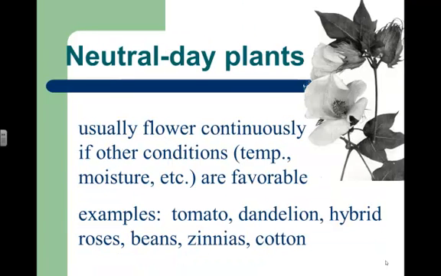Here's a good example there. That's cotton, which is a crop that is grown here in Georgia. So day neutral or neutral day plants, they flower continuously as long as the temperature and the moisture are okay. If they're favorable, they can grow anytime. And tomatoes, dandelions, hybrid roses, beans, your lima bean is a day neutral, zinnias, and cotton.